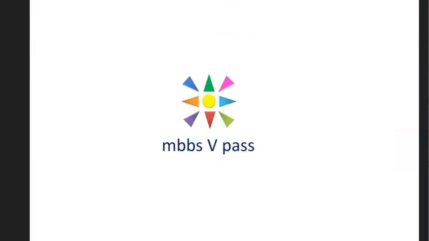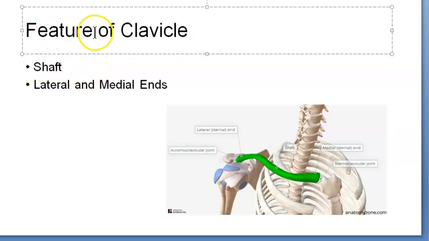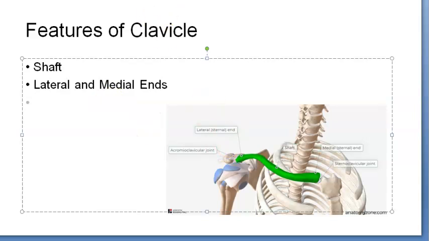Now let's come to the exact question that they have asked. What are the features of clavicle? Yes, features of clavicle they have asked. So you have to say that it has a shaft. So here you have a shaft, that is this long part, and then you have one lateral end and medial end, right? So the shaft and lateral and medial end.